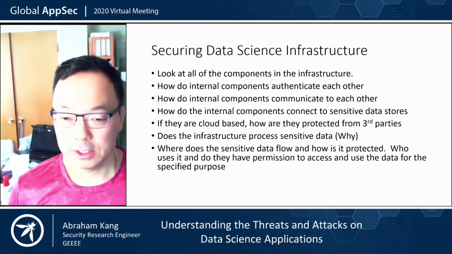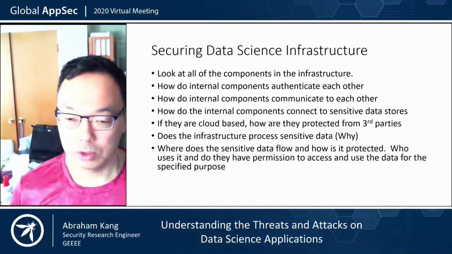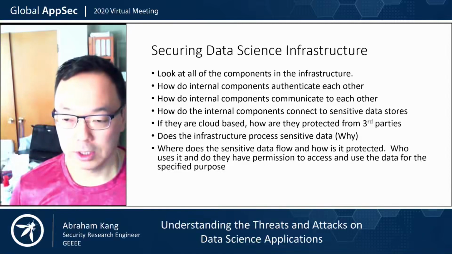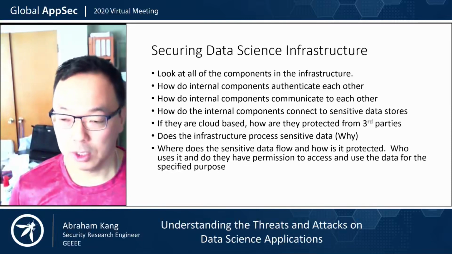And where does that sensitive data flow, and how is it protected? So you've got to understand what other systems are using that data and how they're protecting that sensitive data. And do they even have permission to access and use the data for the specified purpose? When you look at GDPR and other privacy regulation, consent is a very important thing.